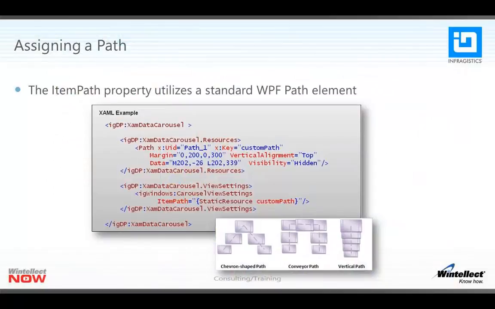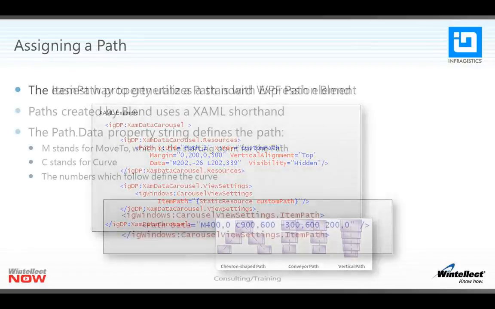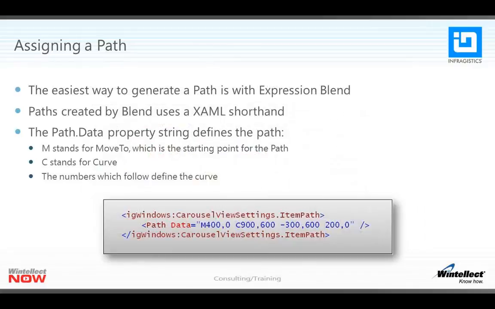The item path property utilizes a standard WPF path element. In this XAML snippet, a path shape is declared within the resources map of the XamDataCarousel element. The path resource is then assigned to the item path property within the view settings of the carousel. The easiest way to generate a path is with an application such as Expression Blend. The paths created by Expression Blend use a XAML shorthand.